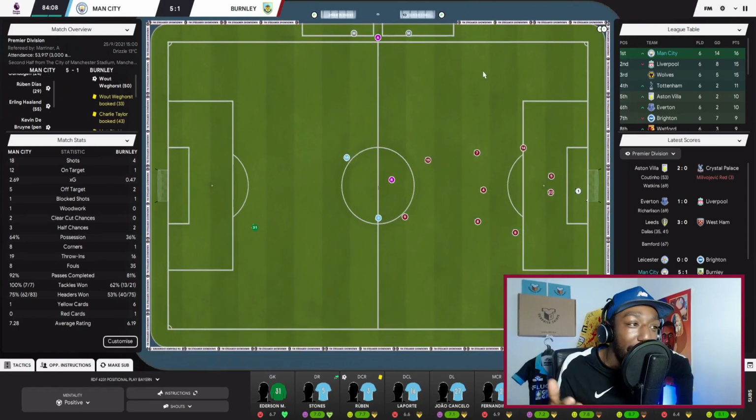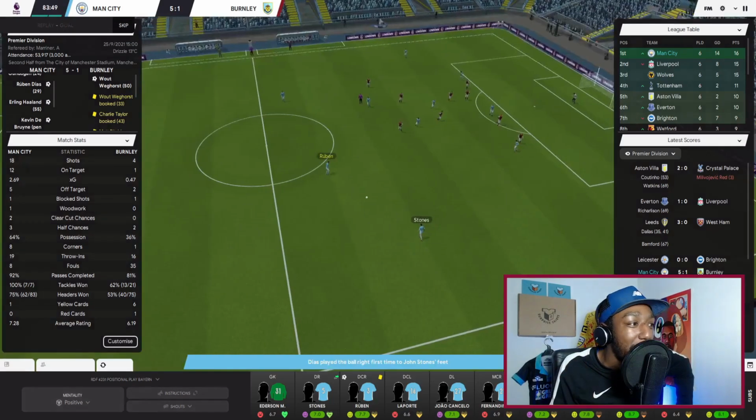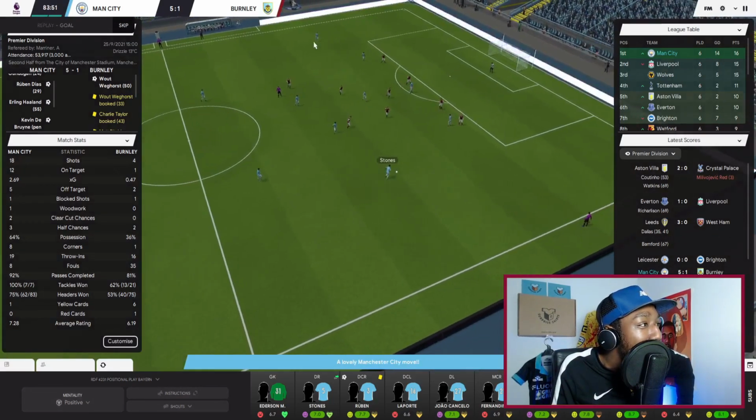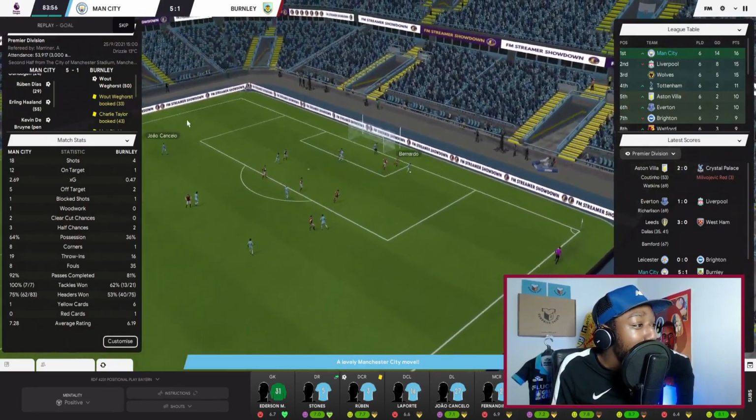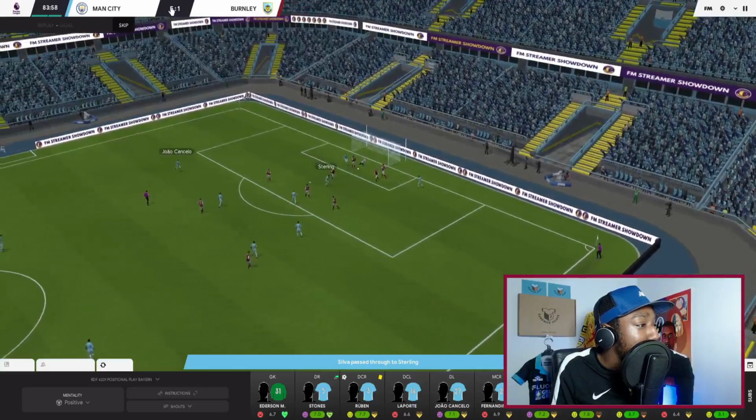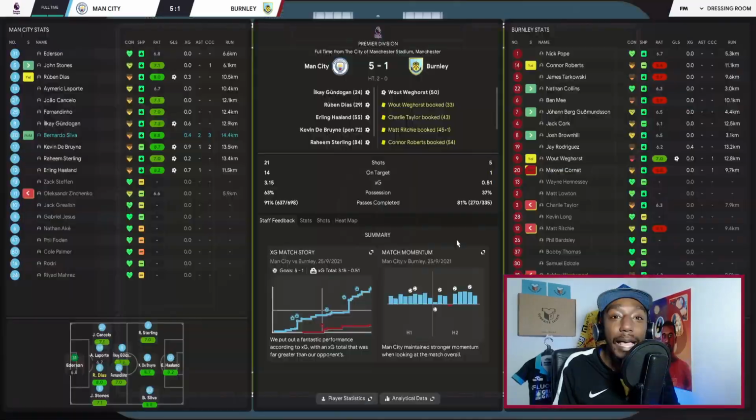But you saw the amount of space that João Cancelo had on this flank. Look at that. If we could have found a nice switch there, he's in absolute acres of space. Nice little finish there. And that there, unfortunately, wraps up this match. Manchester City 5, Burnley 1. We had 21 shots, 14 on target, xG of 3.15.